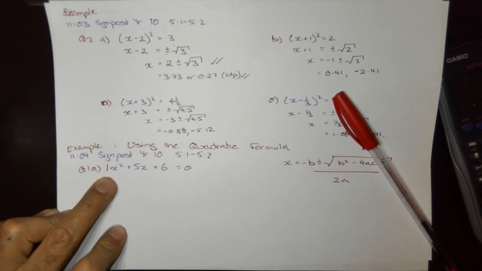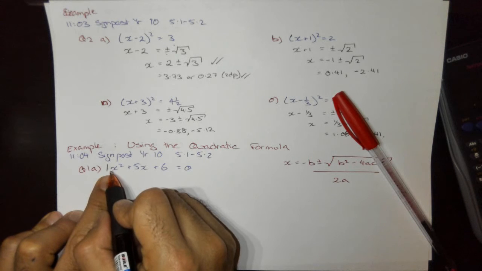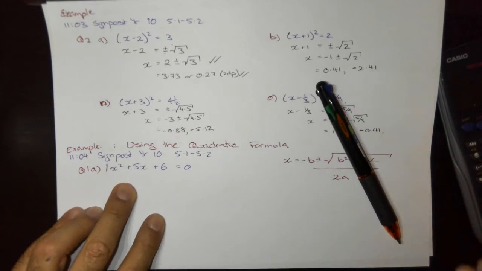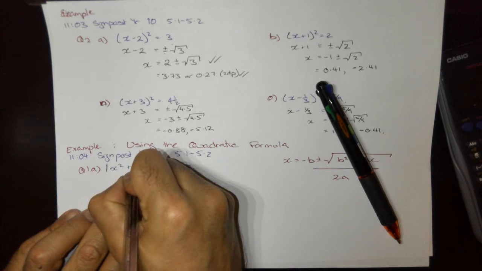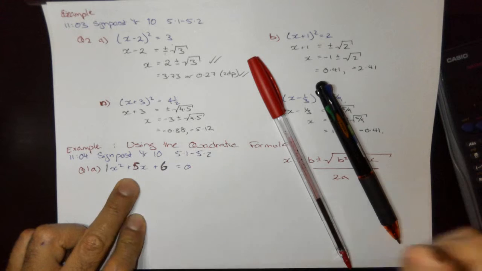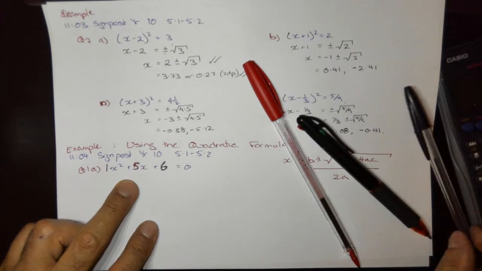this is my a. See how I just wrote 1? Because there's not a real number in front of it. If there's not a real number, we just imagine it's a 1. My b is my 5. And my c is my 6. Alright, so I'm going to plug it into the formula. And I'll do it in blue.